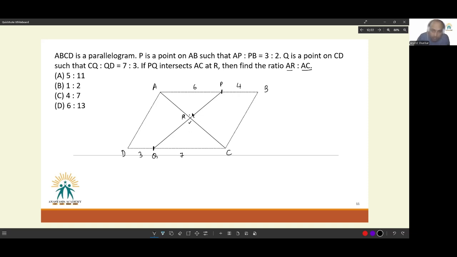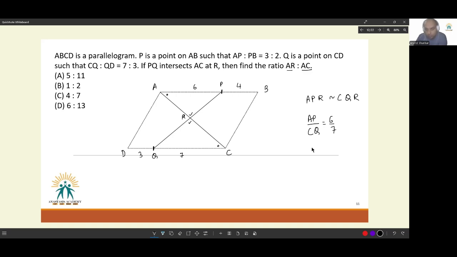This angle will be equal to this angle, vertically opposite angles. This angle will be equal to this angle, alternate interior angles, which means ARP is similar to CQR. These two triangles are similar. And we also know the ratio of the length of the sides. AP by CQ is equal to 6 by 7.